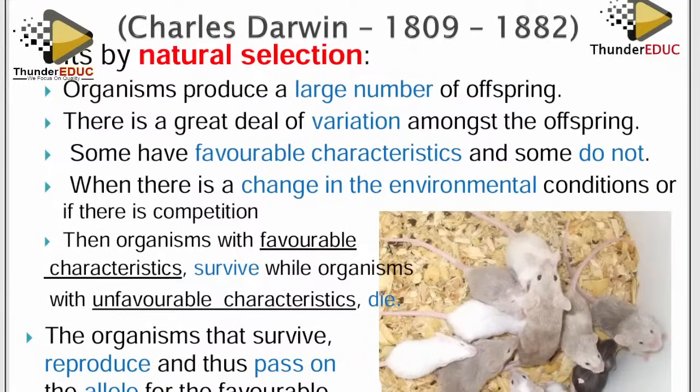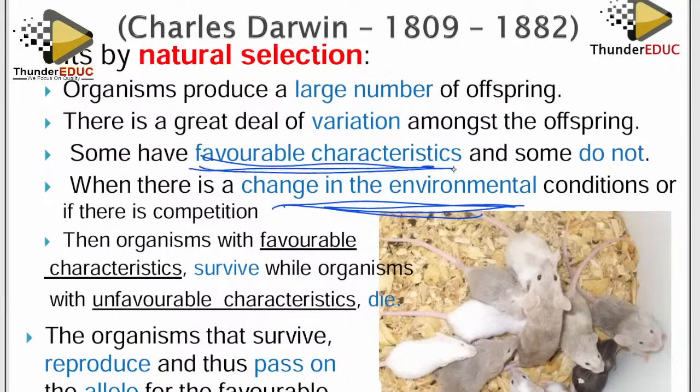So natural selection, how it operates, please, you have to know: organisms produce a large number of offspring. There is a great deal of variation among these organisms. Some have favorable characteristics and some do not. And then when there is a change in environment, you have to tell us which change it is. Some have favorable characteristics. You have to tell us which favorable characteristics it is.